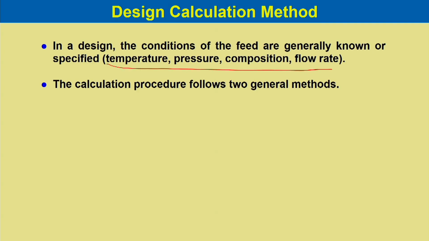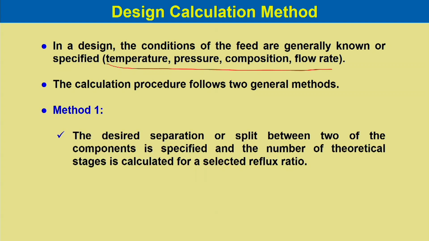The calculation procedure follows two general methods. Let us consider what are those. Method 1: the desired separation or split between two of the components is specified and the number of theoretical stages is calculated for a selected reflux ratio. So, the split or separation between the two components has to be specified and then we calculate the number of theoretical stages based on a selected reflux ratio.